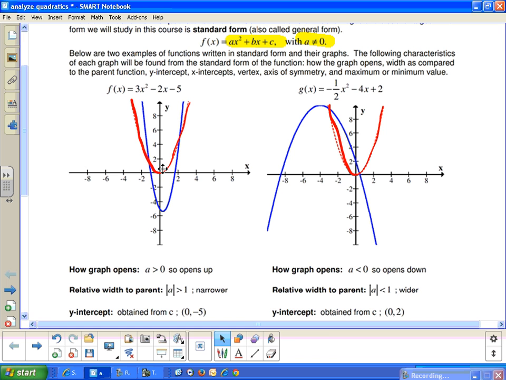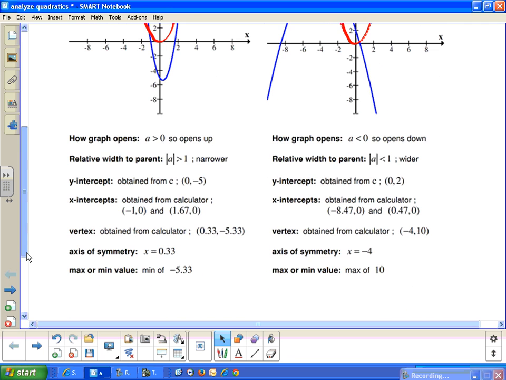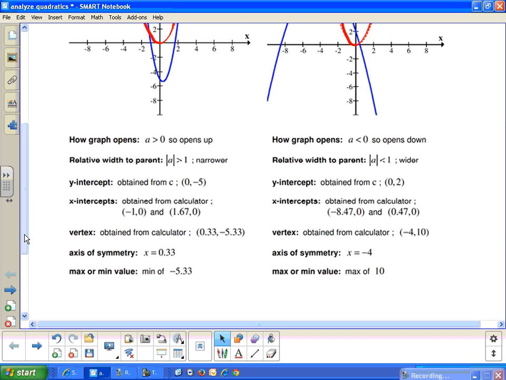Same thing with this one. The negative not only flips this upside down, it also has moved our vertex over this way, and the 1/2 has made it wider. So there's a lot of things that are going on here. This is how we were going to describe them. Whether they open up or down, that's determined by your a being positive or negative. The width, if a is greater than 1, it's going to be more narrow, like we talked about. If it's less than 1, it's going to be wider.